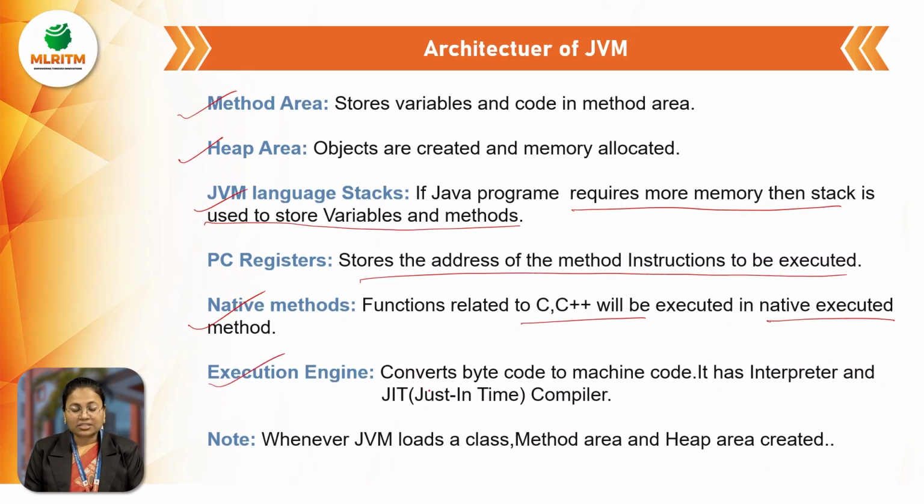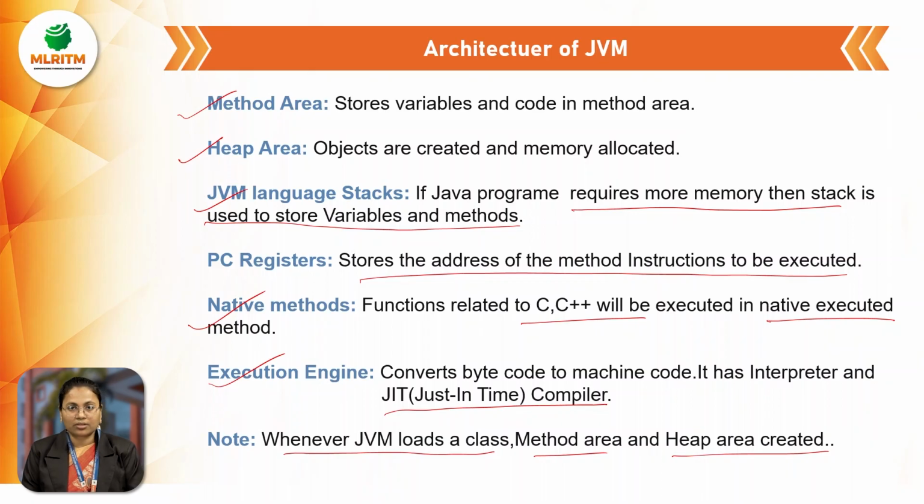Execution engine. Inside this execution engine we have the JIT compiler. This JIT compiler will check the bytecode before it is given to the JVM for execution. With this we can provide security to our Java .class files when we are running these Java bytecodes in different operating systems. Next, whenever JVM loads a class, method area and heap area are created. So this is about the architecture of a JVM.